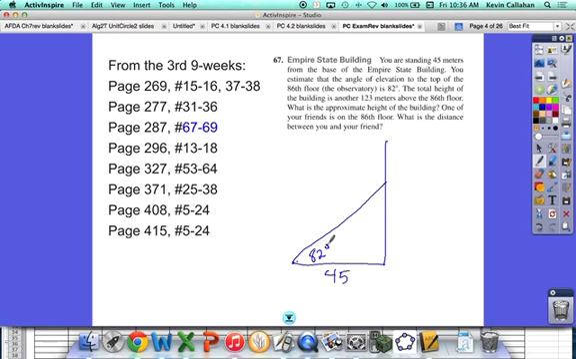Remember, angle of elevation and angle of depression are always measured from the horizontal. So this is the horizontal line, from you standing at the base looking towards the building. And so the angle of elevation would be that angle there. One side is the horizontal line. Okay, this is the 86th floor right there. And it says there's another 123 meters above the 86th floor to the top. Okay, what is the approximate height of the building?